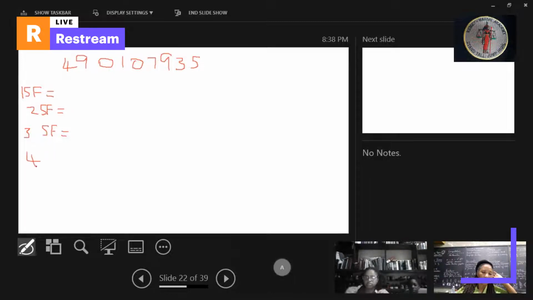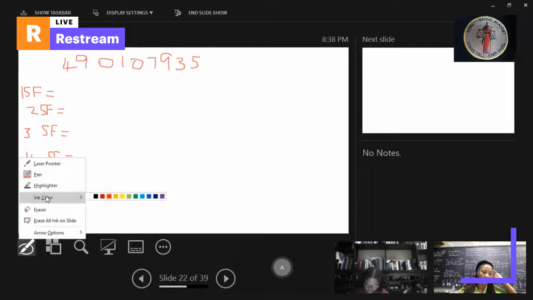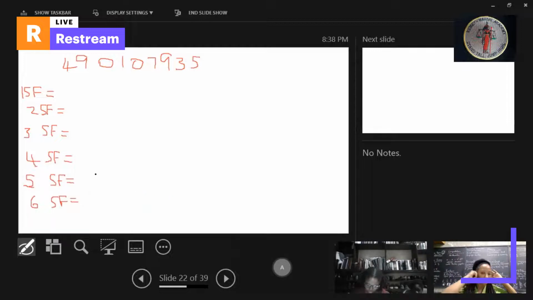490,107,935. Okay. So we're going to round it first to one significant figure. So walk me through it. The first significant figure is the 4. So we look to the number at the right. And if it's bigger than 5, we add 1 to the 4. We get 5. And then replace the other numbers with 0.